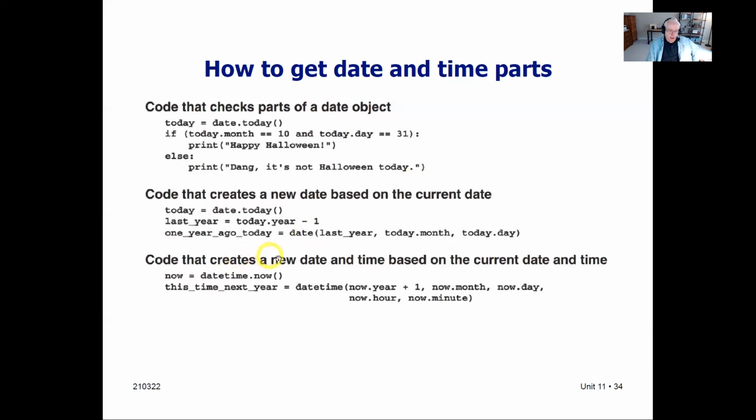All right, so code that creates a new date and time based on the current date and time. So now is going to be a datetime object using the now method. We can pick apart those parts using the attributes again. This time, using the datetime method, we're going to pull out these integers here to create this new datetime object. now.year plus 1, so that'll be next year. now.month, now.day, now.hour, now.minute. So that would create a new date based on the current date and time one year from now, because we are doing plus 1.